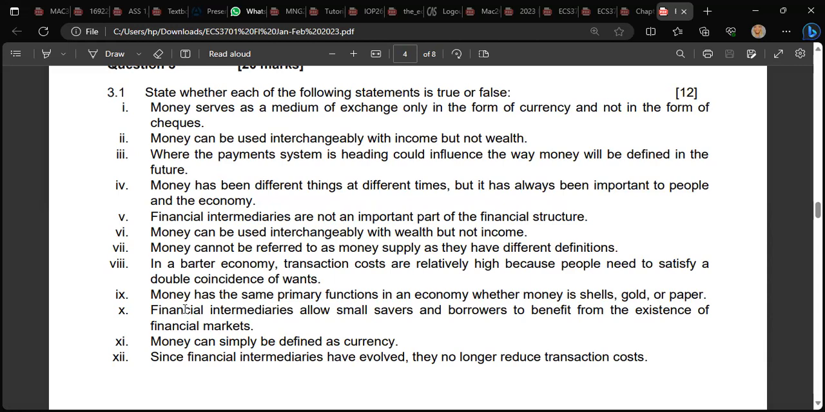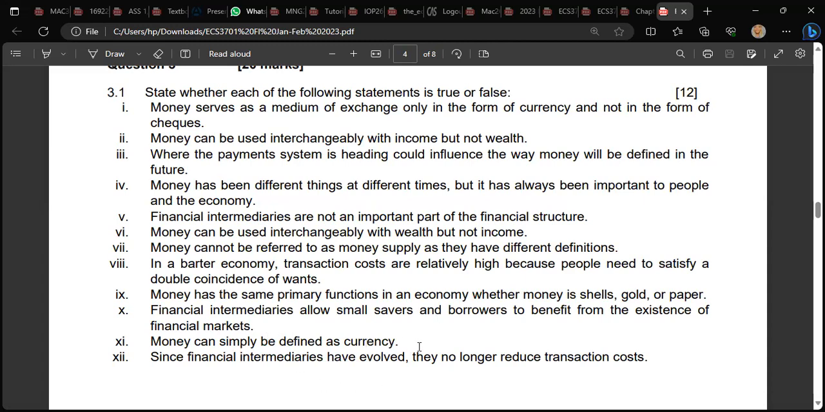All right, then on 10, financial intermediaries allow small savers and borrowers to benefit from the existence of financial markets. True or false? True, right? Yes. Now you can easily trade on the stock market because of these financial intermediaries, and maybe some of the brokers that you could be in touch with. They are basically giving you access to the financial markets.